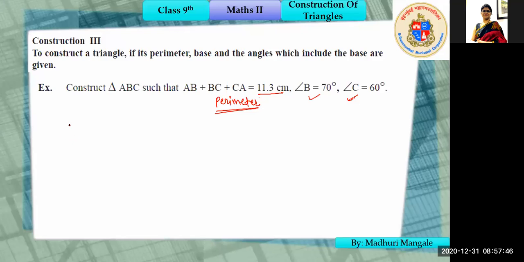Step 1, always begin with drawing the rough figure. So we need to draw a triangle and label it as ABC. The perimeter is 11.3, angle B is equal to 70 degrees and angle C is equal to 60 degrees. Let's do the construction now.